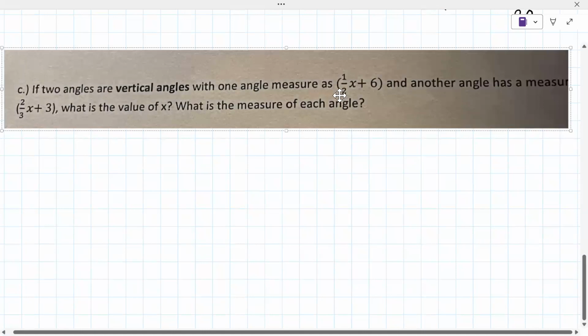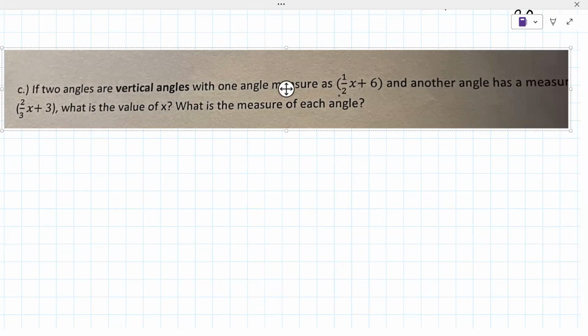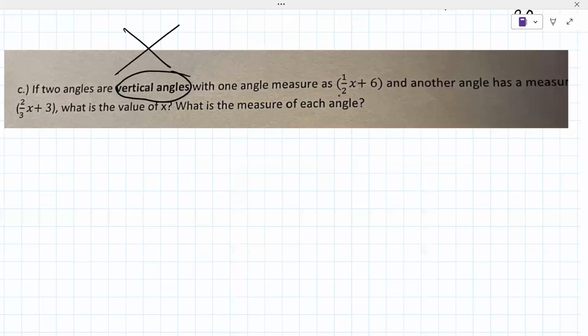So letter C here says, if two angles are vertical angles. So what do you know about vertical angles? That they're just like the X. I don't know how to explain it. Sure. Now, what we're looking for is they're either congruent or they add up to something. They're congruent. That's what I was really looking for. Yeah, they're congruent, they are an X. That's good. So they're congruent, so you set the two expressions equal to each other.